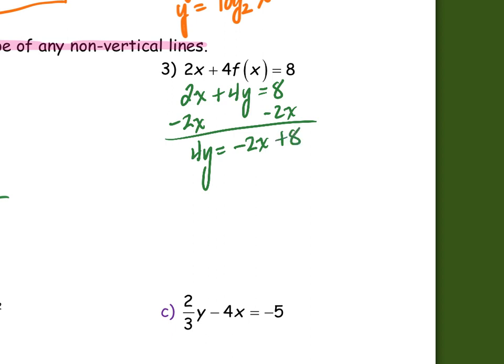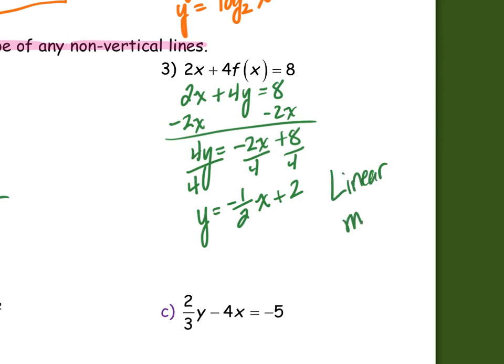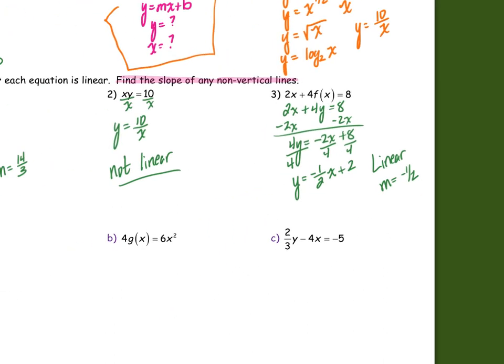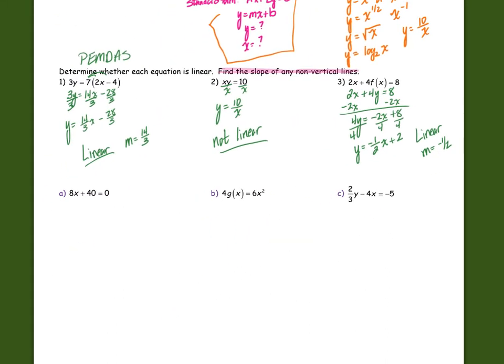Is my y by itself? No. Okay, what do I need to do to get y by itself? Good, divide by 4. Awesome, you guys. So y is going to equal negative 1/2 x plus 2. So linear, not linear? Linear, good. And what is the slope of my linear line? Negative 1/2. Beautiful.